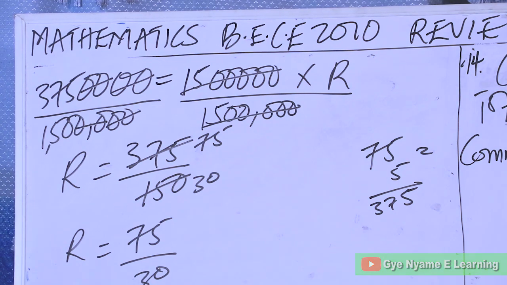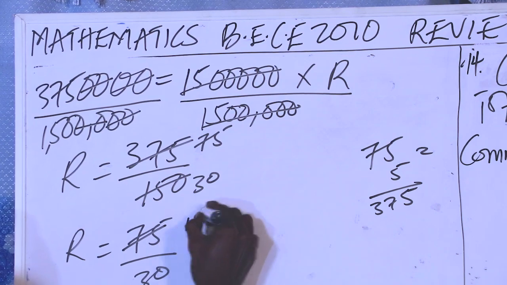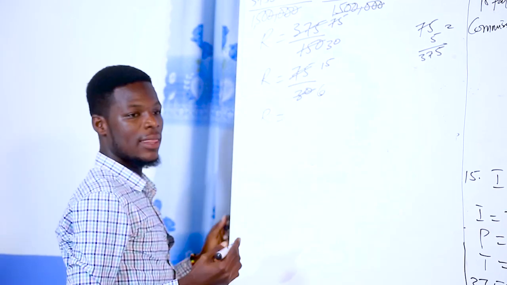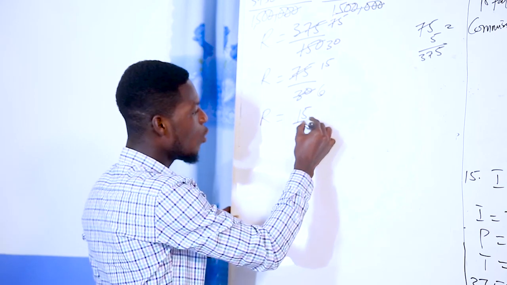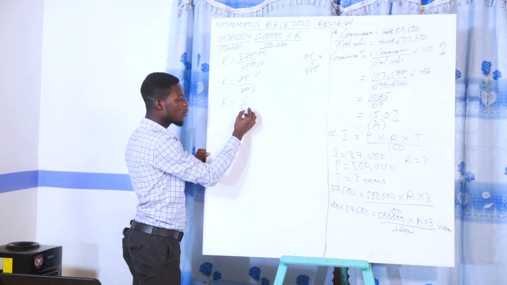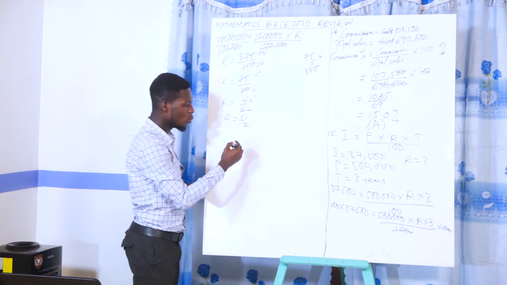We can still use 5 to divide, so we continue. 5 will go into 75 how many times? 15 times. 5 will go here how many times? 5, 6, 30. We have 15 over 6. You still break it down. What can you use? 3. 3 will go into 6, 2. 3 will go here 5. So rate is equal to 5 over 2.